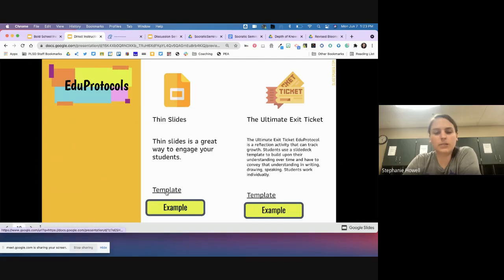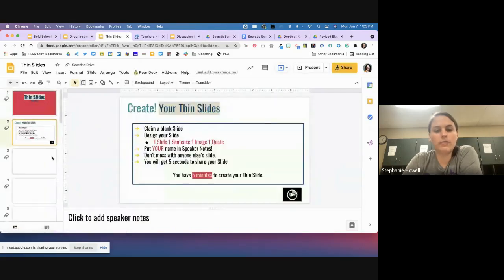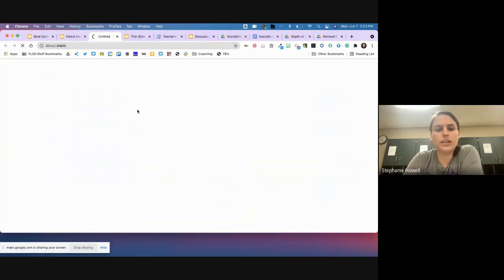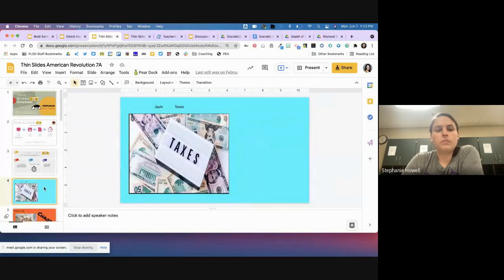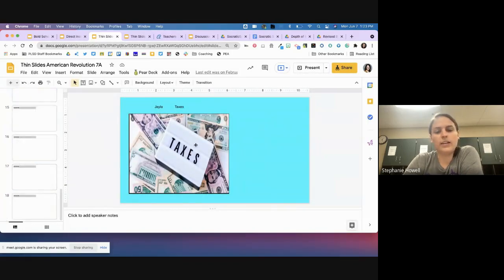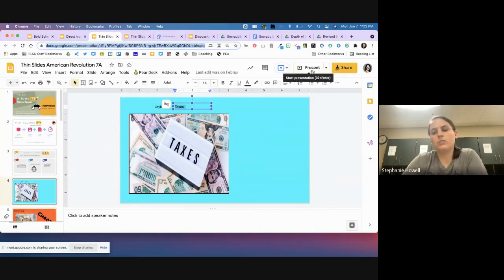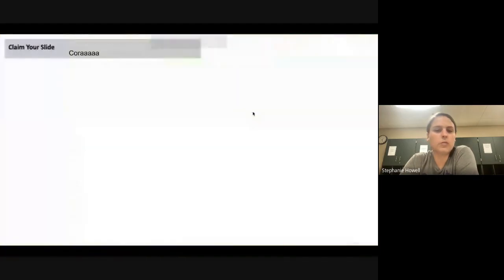And so thin slides, we did this the other time, but you have a template right here if you want the template. And what students do is they have one slide, and on that slide, they add one image and one word. By the time students are done, this is an example. The teacher was teaching about the American Revolution, and then the students all went in at the end of the lesson and added their one image and their one word. And what you do is you just hit present and go through the slides, and kids quickly talk about their one word and one image.